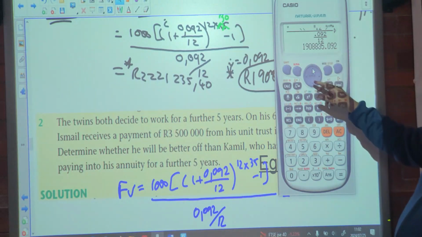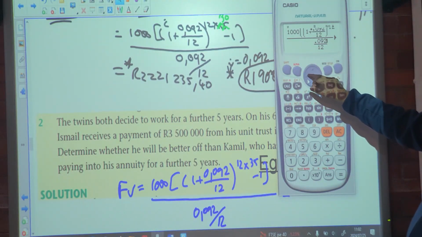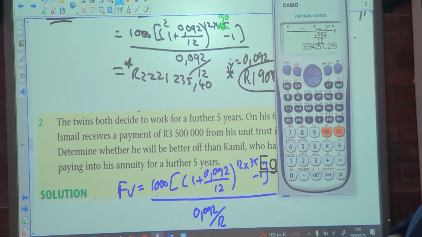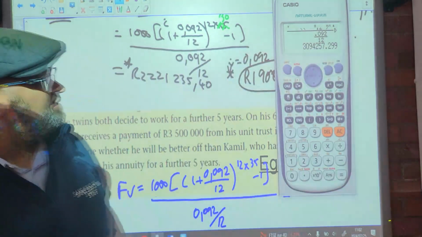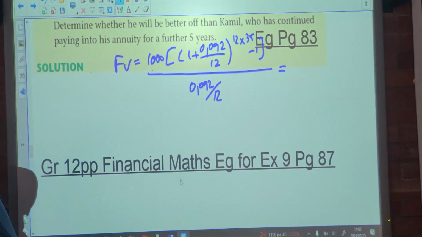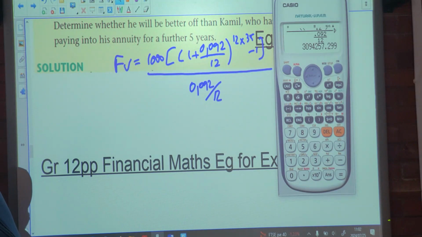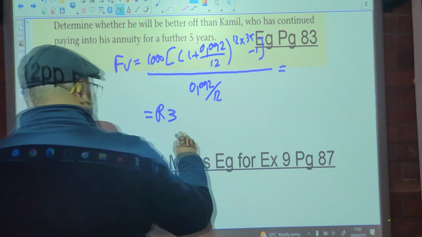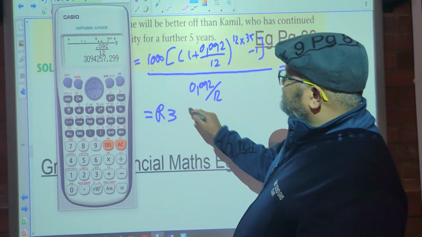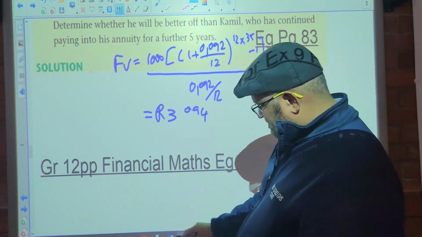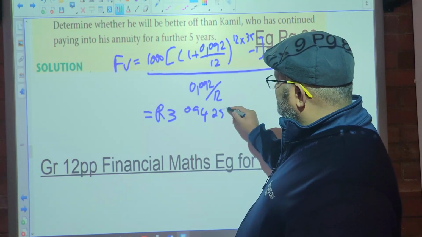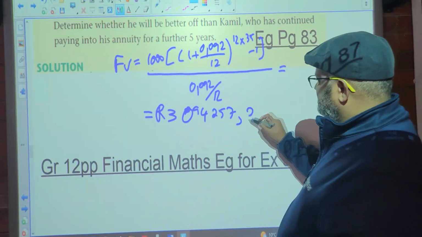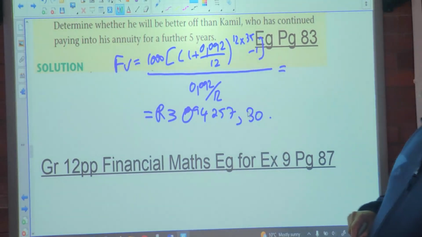I'm just going to go with 0.09. I'm not going to go with the answer button now, okay? So we will get more closer to the answer that the textbook has. So it gives you 3 million, 494,257.30.